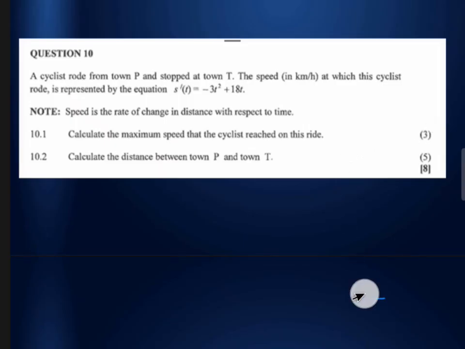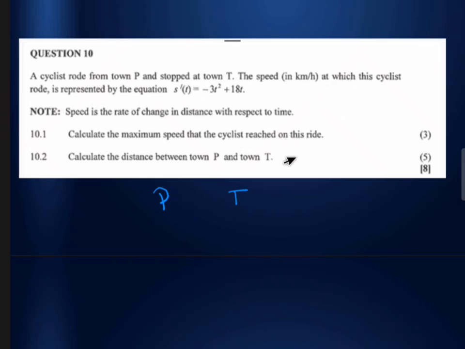Alright, here is something, right? They said a cyclist rode from town P and stopped at town T. So the cyclist rode from town P, and then stops at T, right? And then they said the speed in kilometers per hour. So now we know we're dealing with kilometers and time is in hours here, right? By the way, they like measuring speed in kilometers per hour and velocity in meters per second. So they said the speed in kilometers per hour at which the cyclist rode is represented by the equation.